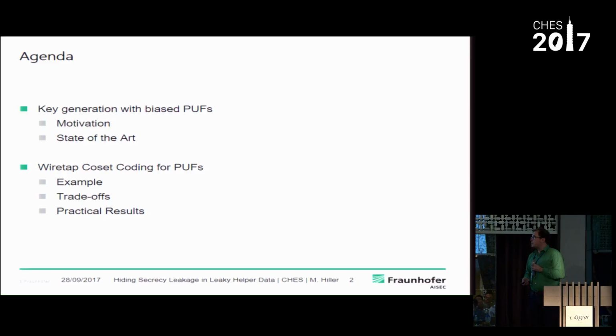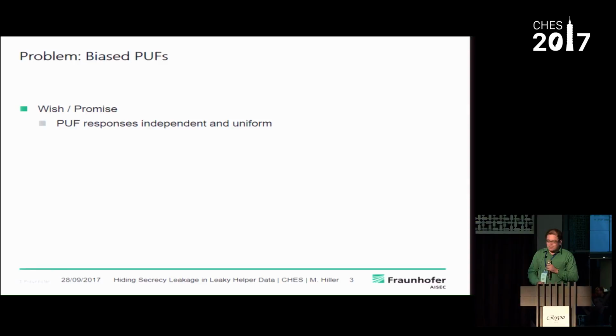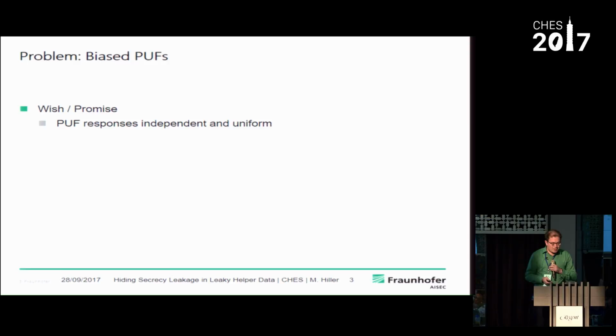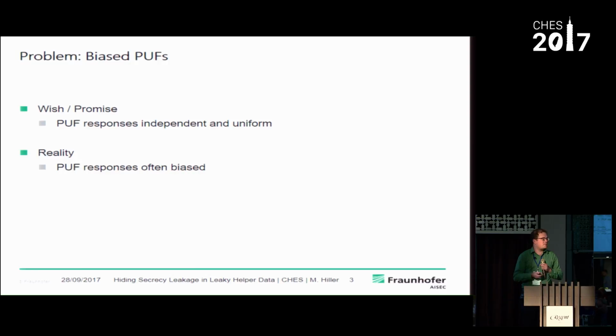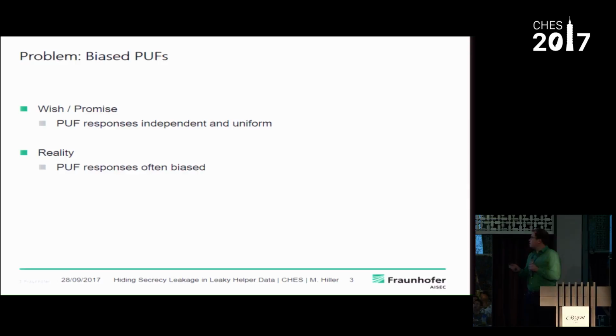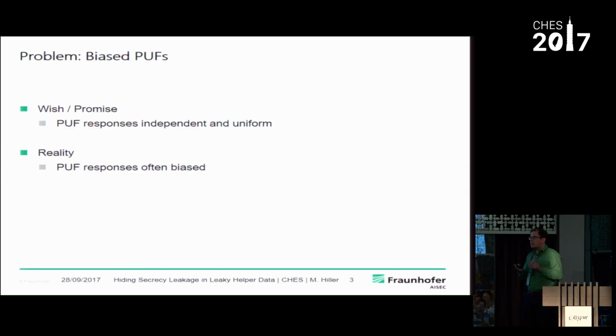So first of all, there's a big promise for PUFs, or a wish. You assume that PUF responses are independent and uniform. That sometimes does not hold, because reality shows that for several implementations, PUFs are actually biased, so they don't have an equal number of zeros and ones. In the following, I'll assume an independent distribution so that all PUF response bits follow the same distribution, but that they're biased, in the sense that they tend either more towards zero or more towards one, depending on the distribution. It doesn't really matter.